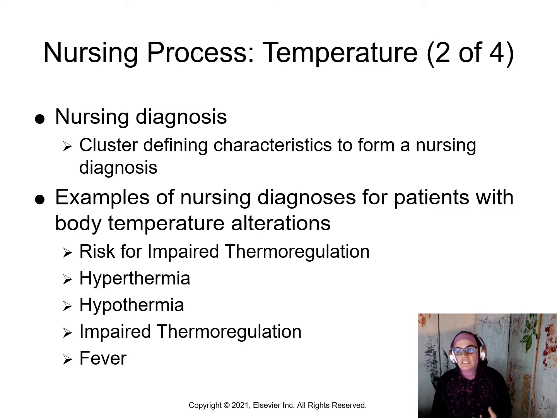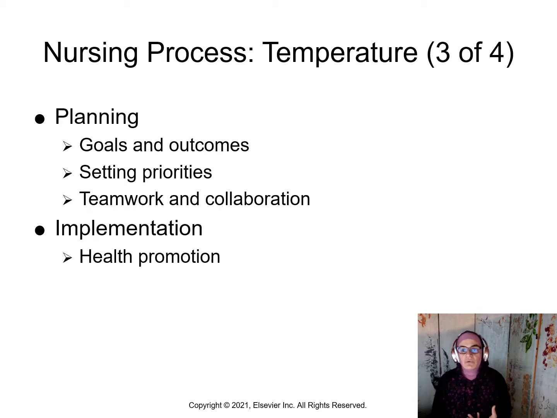Once we decide this is the problem, what are we going to do about it? So the next step is planning. What is my goal for this patient? My patient is hyperthermic or hypothermic. My goal for the patient is to have a temperature within defined limits, to have an optimum level of functioning. So this is where you do that.